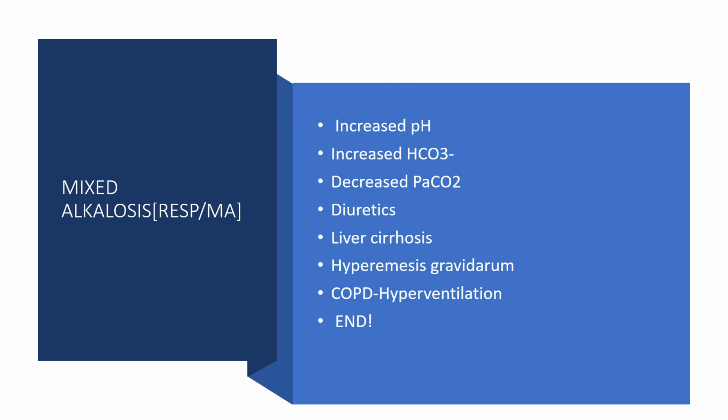In case of mixed alkalosis, that is respiratory and metabolic alkalosis, there will be increased pH, there will be raised level of bicarbonate ion, and CO2 will not be retained, the value of CO2 will drop. So mixed respiratory and metabolic alkalosis. That will occur with diuresis, liver cirrhosis, hyperemesis gravidarum, and COPD with hyperventilation.